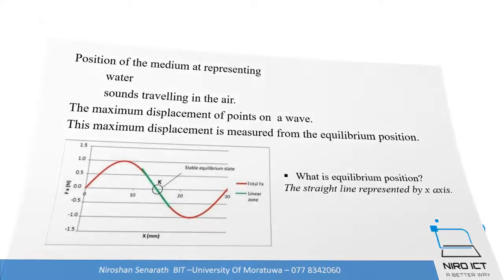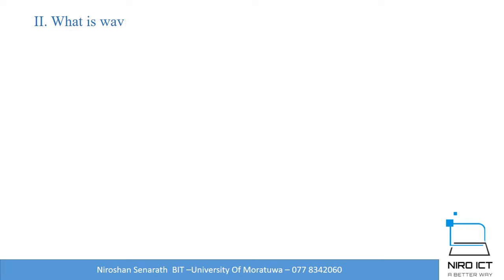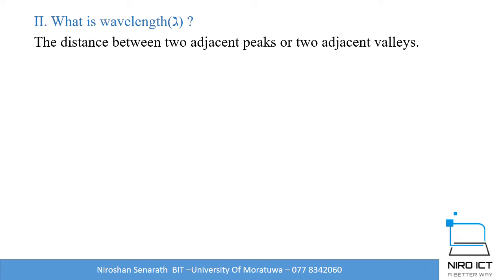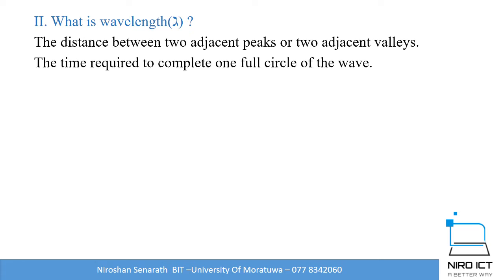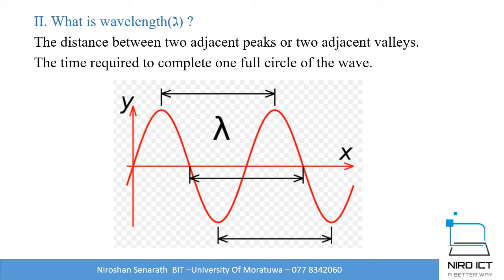Next, move to the next one. What is wavelength? That is also very important here. It is the distance between two adjacent peaks or two adjacent valleys. We learned in the previous part what adjacent peaks or valleys are. Here, it is the distance required to complete one full cycle of the wave. When we talk about signals, we need to complete one full cycle, and what that covers is called the wavelength. Look at this diagram, where I have shown you the wavelength.